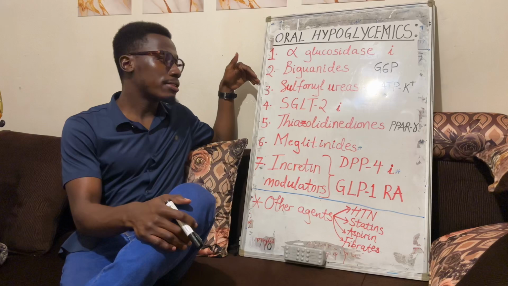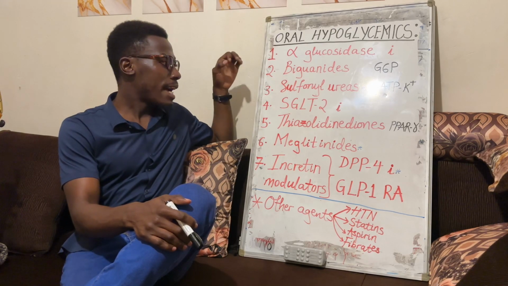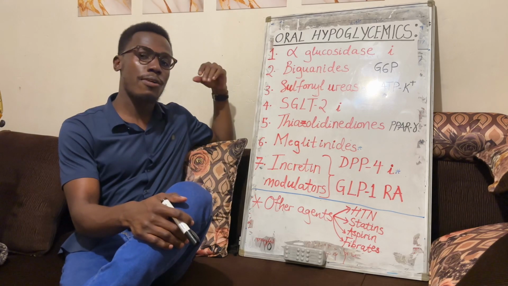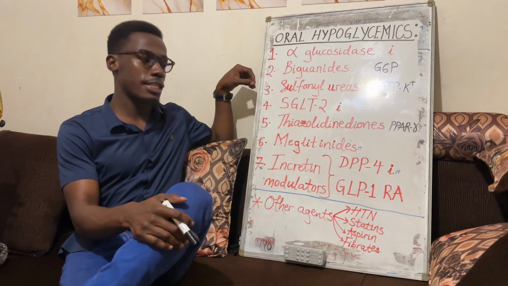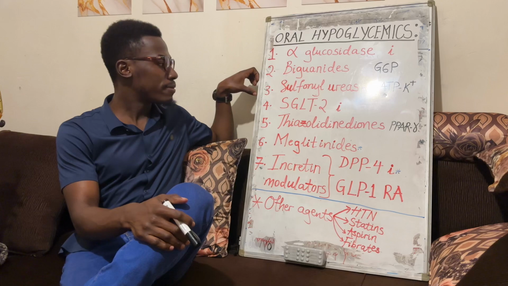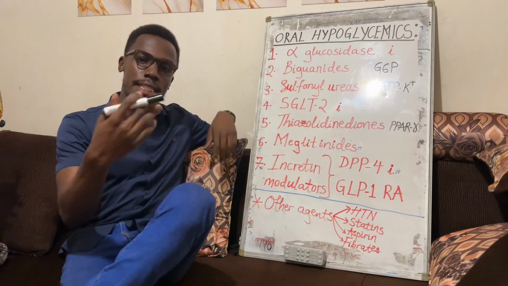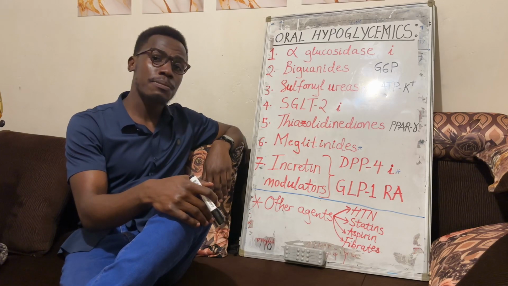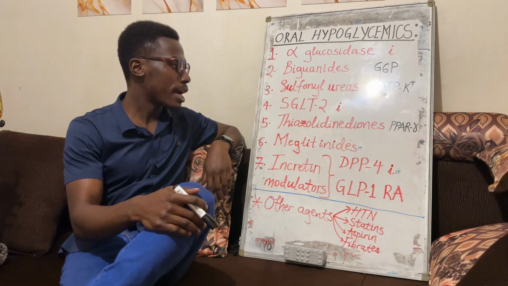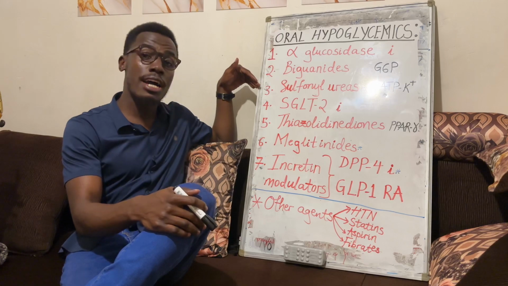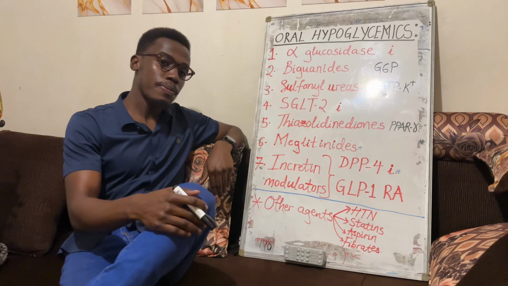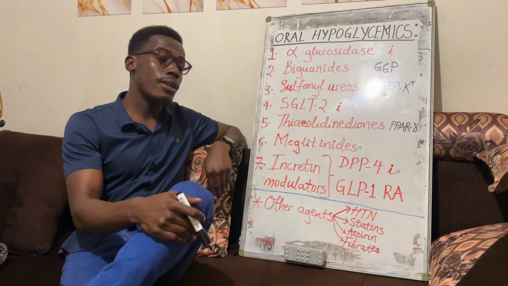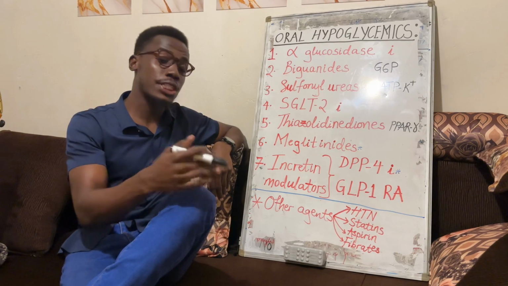Then number 3, we have what we call sulfonylureas. Now this is another class of drugs, and one of the examples that we have here is a drug called glibenclamide or glipizide. And these ones specifically work to increase the secretion of insulin, because one of the defects in diabetes mellitus is a deficiency or decrease in insulin production. And specifically how these drugs do that is by inhibiting or closing what we call the ATP dependent potassium channels.